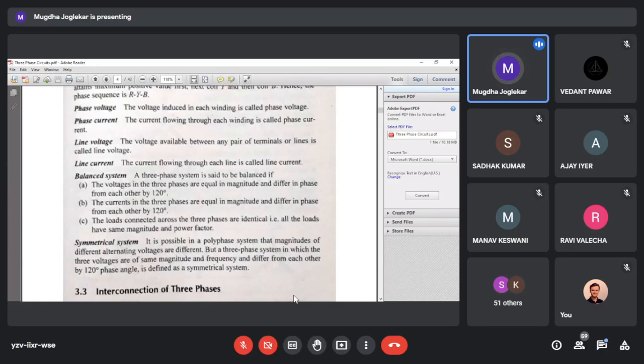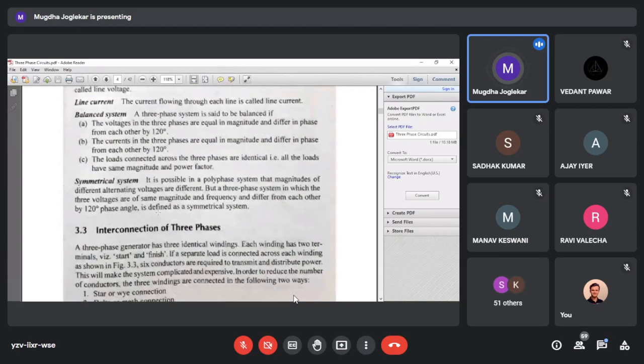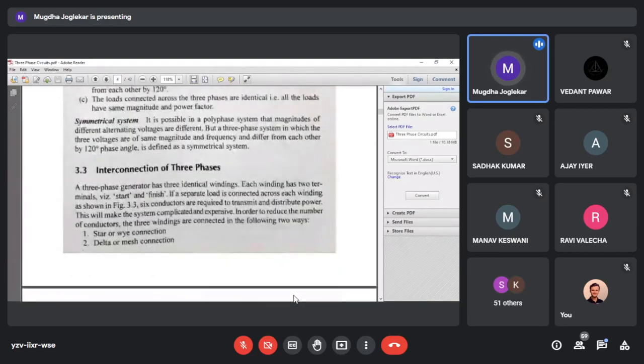This system is interconnected in two different ways. So the interconnection of three phases is, first, star or Y connection, and second, delta or mesh connection. Already you know what star and delta connections are. You have done star-delta in DC circuits. Star means having three different nodes, and all three resistances are connected at the middle point, which is called the neutral point. Delta means it's a triangle connection. In the triangle, all three resistances are connected.